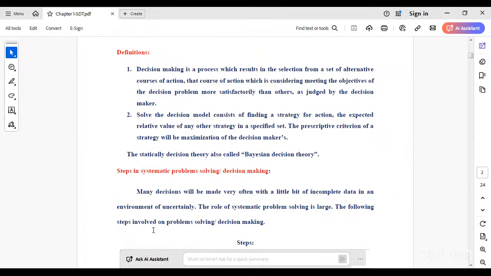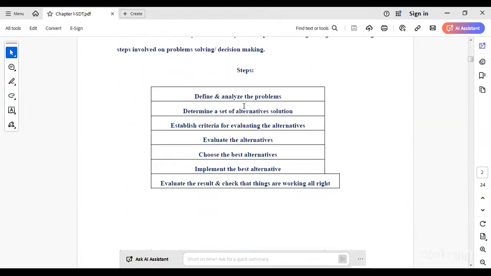See, these are the steps involved in decision making. Many decisions will be made very often with a little bit of incomplete data in an environment of uncertainty. The role of statistical problem solving is large. The following steps are involved in problem solving and decision making: define and analyze the problem, determine a set of alternative solutions, establish criteria for evaluating the alternatives, evaluate the alternatives, choose the best alternative, implement the best alternative, evaluate the result and check that things are working all right.